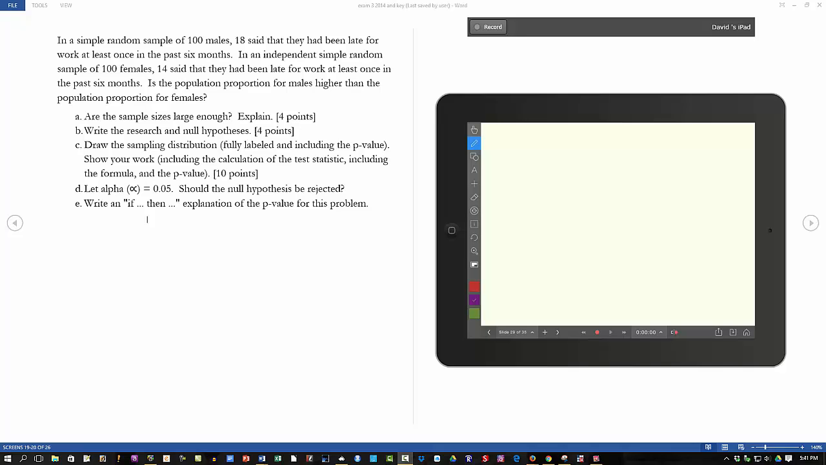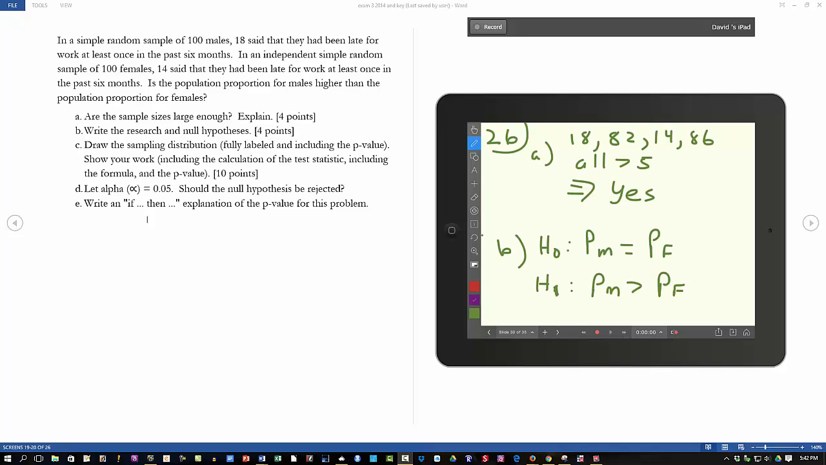That will depend on whether or not all of the numbers of yeses and nos are greater than 10. So for males, we have 18 yes and 82 no's. That's just 100 minus 18. And for females, 14 yeses and 100 minus that, or 86 no's. All of those are greater than, I put 5 here, but I should have said 10. I'll try and stay consistent with the other stuff. Either way, they're large enough.